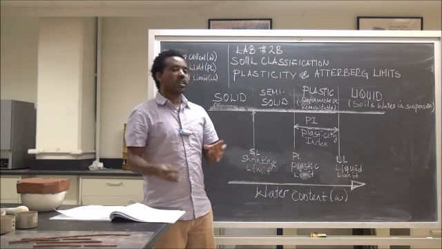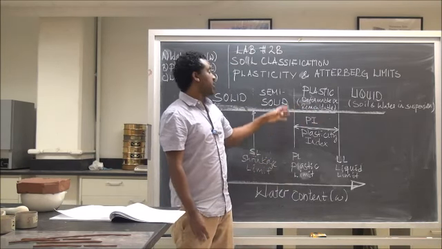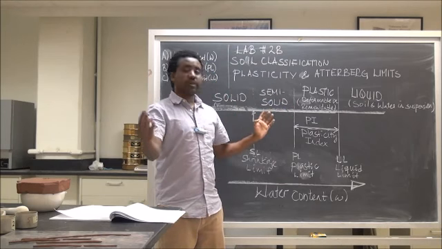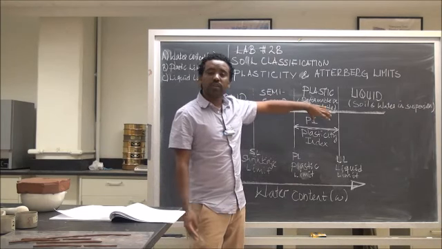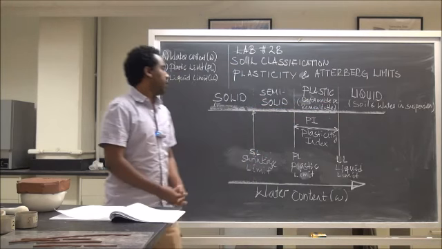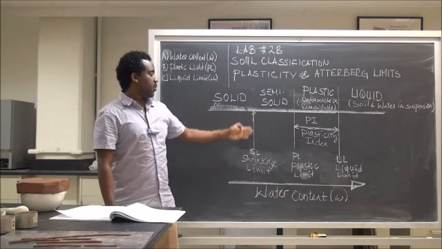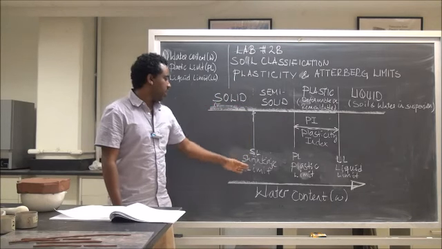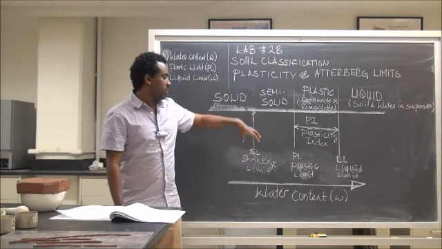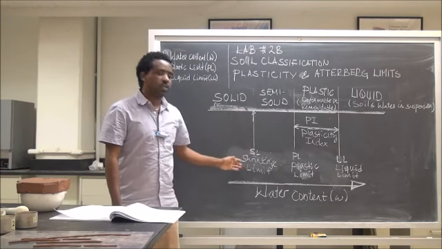Here we have one important parameter which is called plasticity index, which is the range of water content at which the soil shows the plastic nature. With further reduction, we reach a boundary where the soil shows no further reduction in volume. That is called the shrinkage limit.